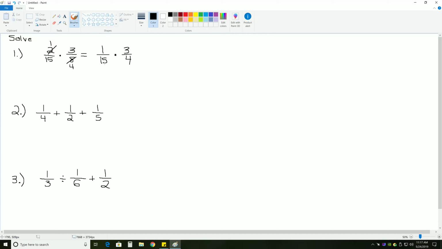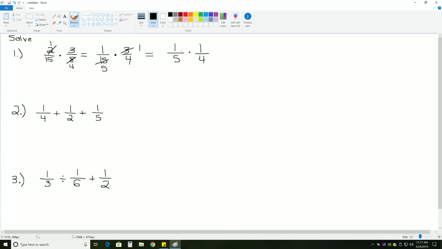Now let's check with the 15 and the 3. And again, we can see that there is a common multiple on the top and bottom. 15 is divisible by 3. So we're going to divide each of these terms by 3 to give us 5 and 1. So if we rewrite the problem again, we're left with 1/5 times 1/4.